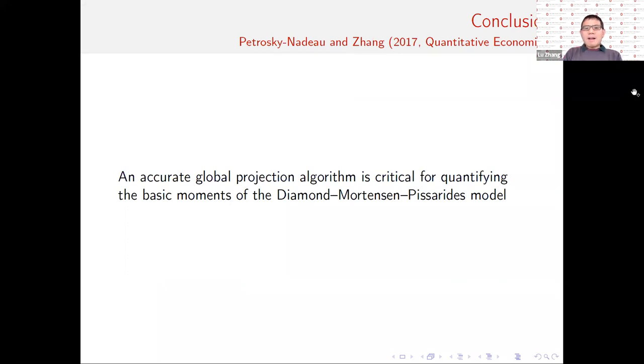So, all right, let me conclude. In this article, we try to argue that an accurate global projection algorithm is crucial for quantifying the basic moments of the Diamond-Mortensen-Pissarides model. I should issue a caveat in the sense that we haven't looked at higher order perturbations that can be implemented in Dynare and Dynare++, for example. So that's an open issue that deserves to be looked at further.